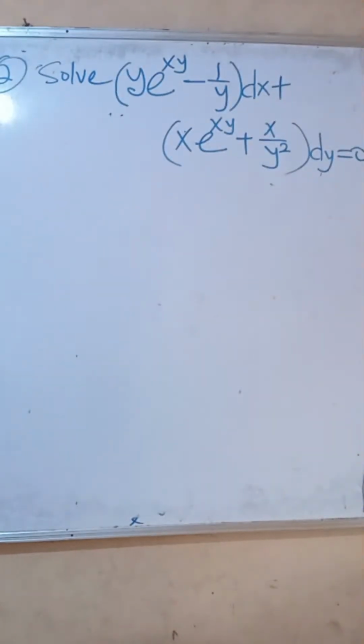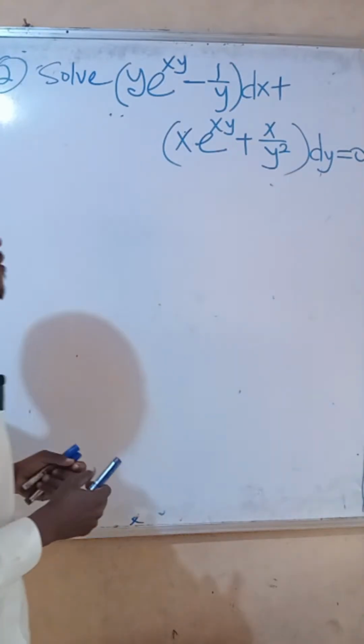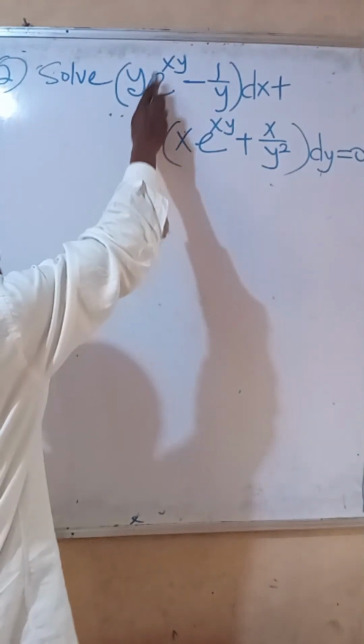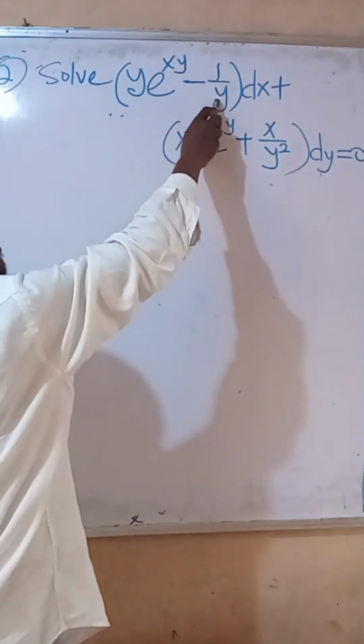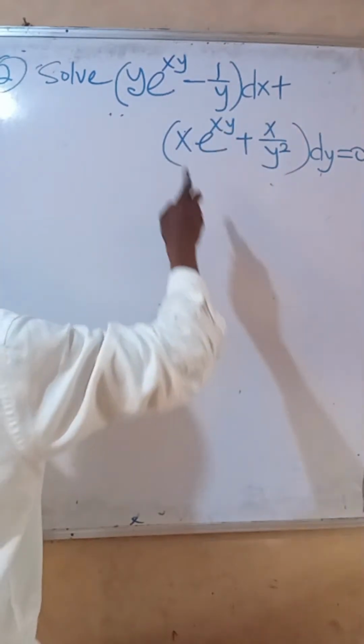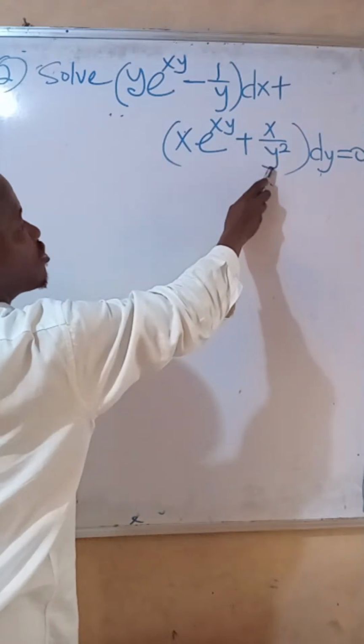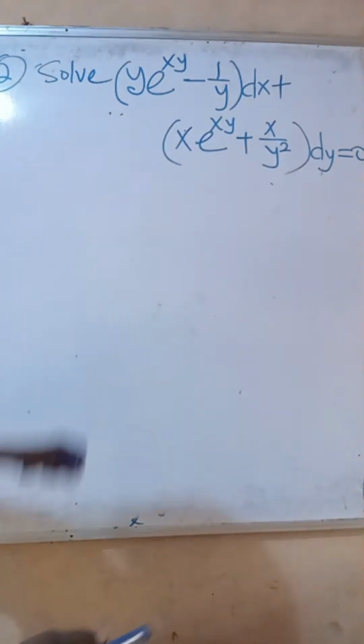So that's what we have for the second question. We have y e to power xy minus 1 over y dx, and then plus x e to power xy plus x over y squared dy equal to 0.